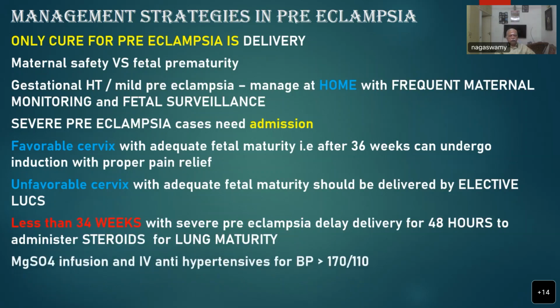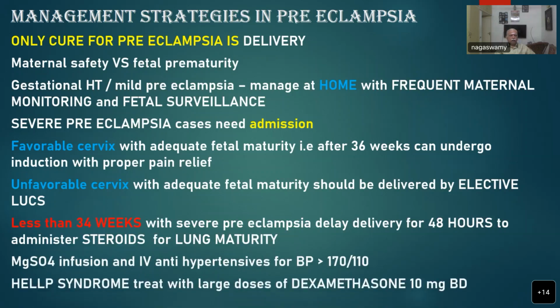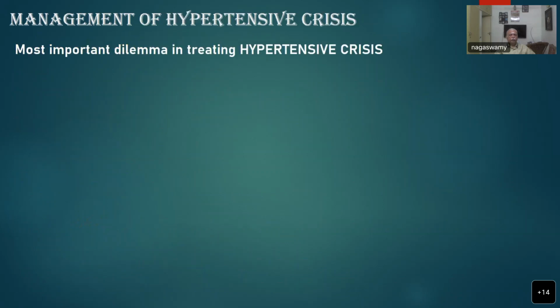And magnesium sulfate infusion and IV antihypertensives, if the BP is more than 170/110, should be routinely started. And HELLP syndrome, treat with large doses of dexamethasone, which is 10 milligrams BD, should be started even if you suspect HELLP syndrome in the mother.